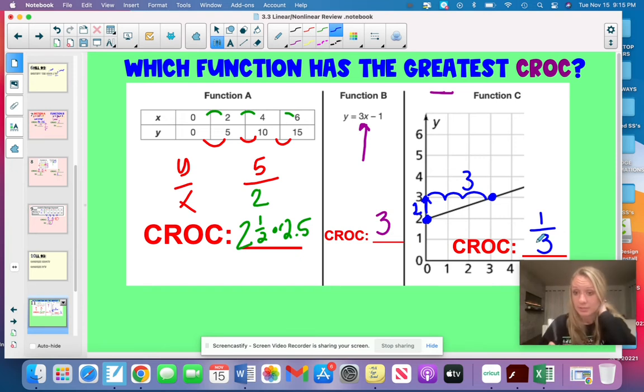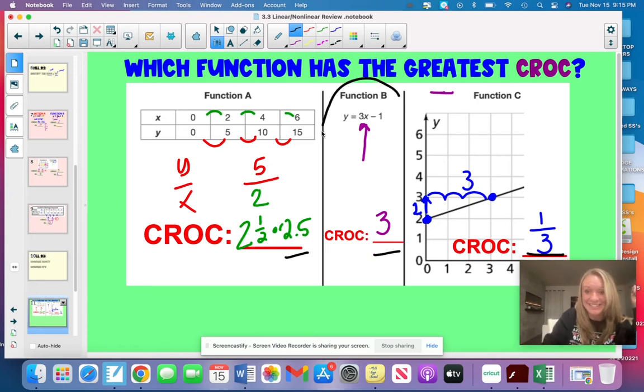Okay, so you did your hard work. My recommendation on your assessment, even though it's on your Chromebook, I would use scratch paper and literally write this out. So like function A, this is your crack. Function B, this is your crack. C, this is your crack. Now, when I'm looking at the numbers, which one is biggest? 2.5, 3, or 1/3?